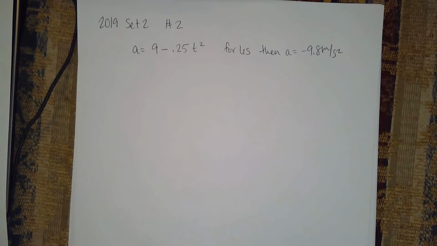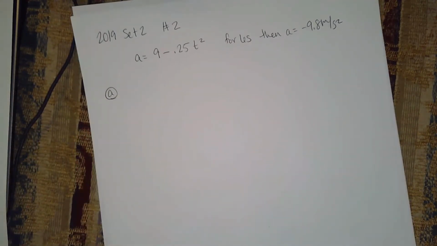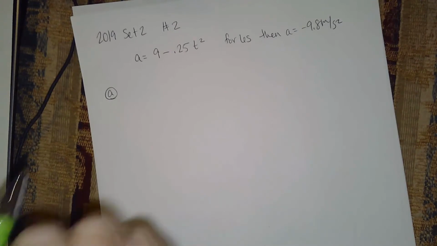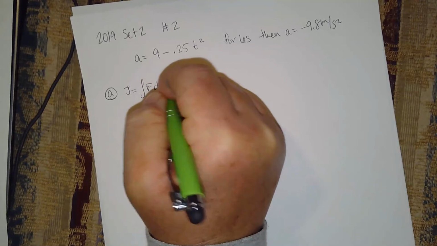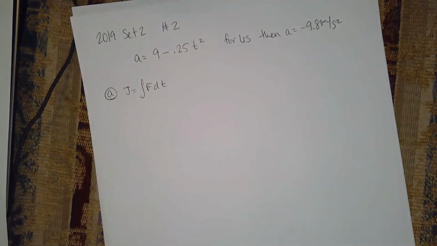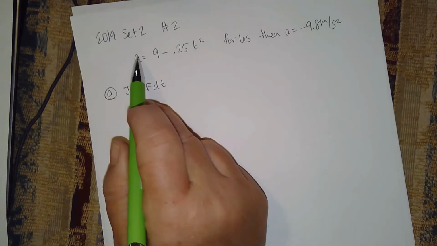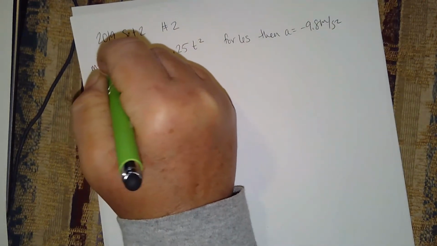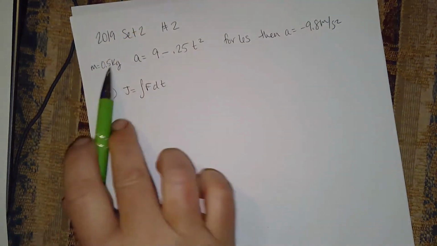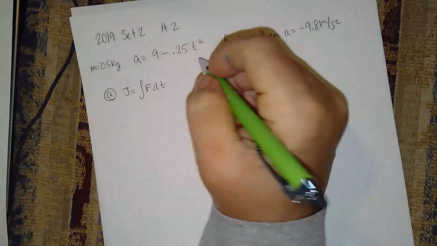So on A, it says calculate the magnitude of the net impulse exerted on the rocket from 0 to 6. Now, if you look at the equation sheet, you will see this. And so absolutely that is a legitimate way to do it, is to integrate the force equation, which you can get by doing mass times acceleration. And remember, our mass is a half a kilogram. So we could do mass times acceleration and integrate that function, and that would be fine.